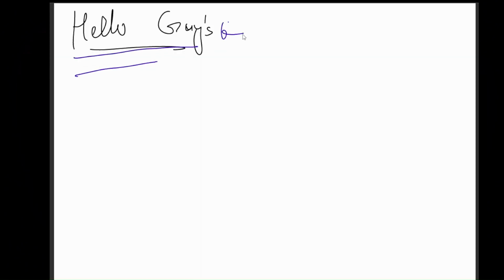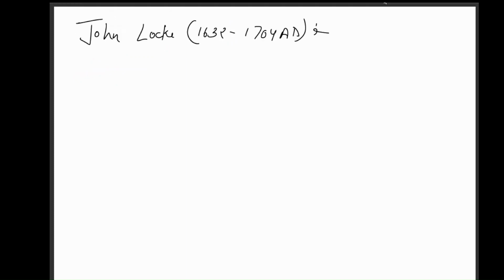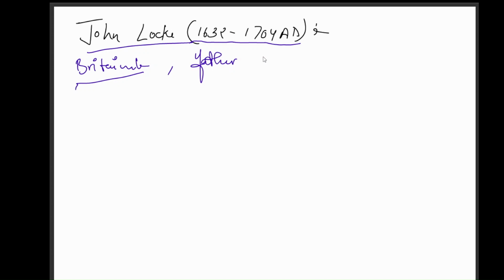So today we are gonna interpret John Locke. His time period is 1632 AD to 1704 AD. He belongs to Britain. He is known as the father of liberalism.